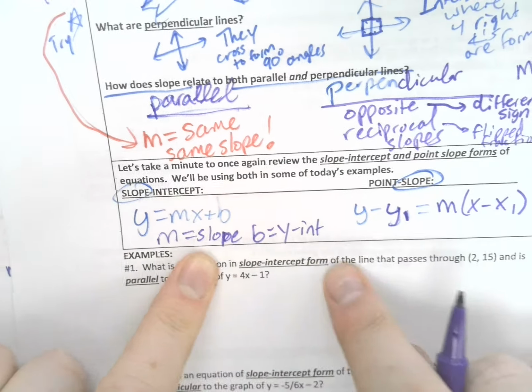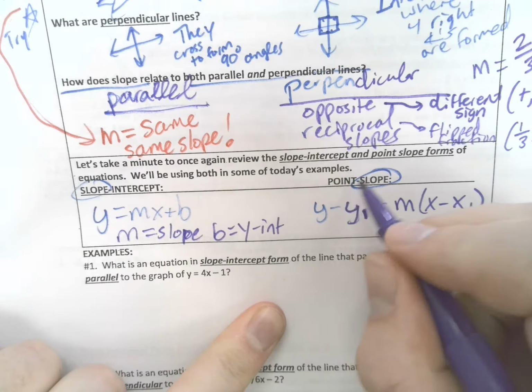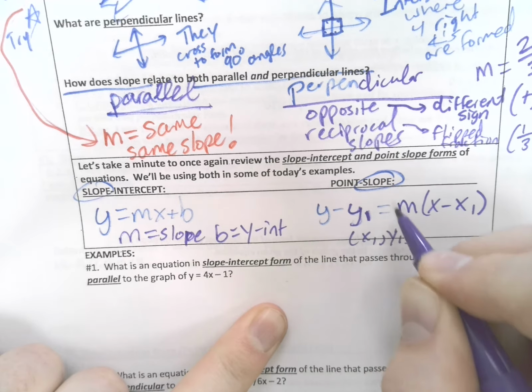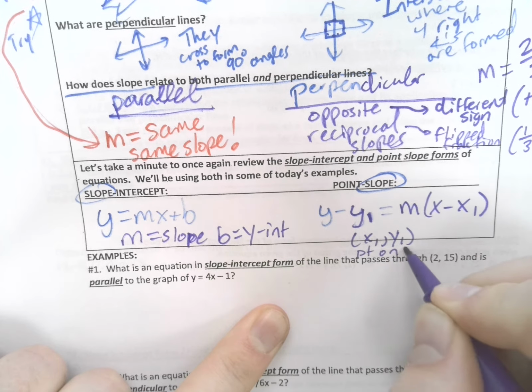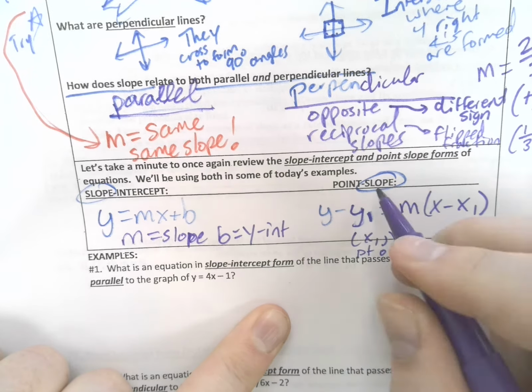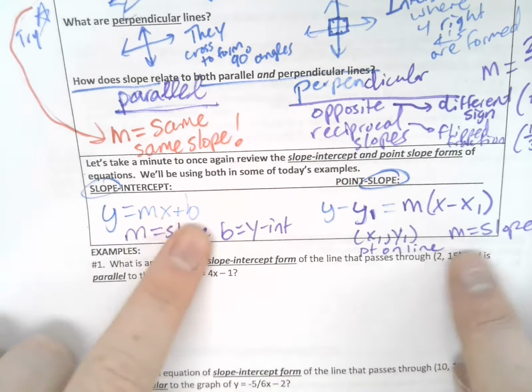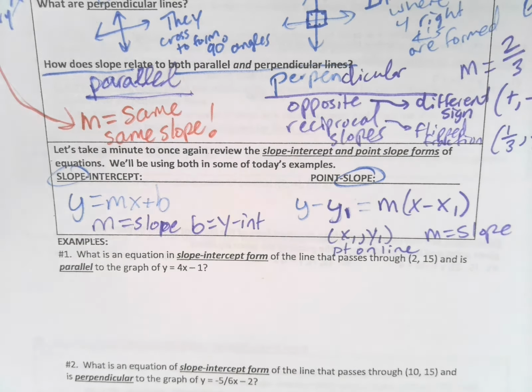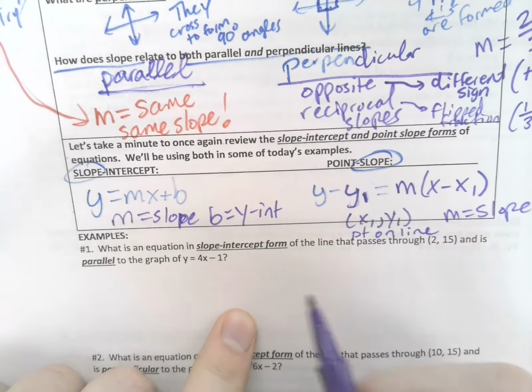It's where your line hits the y-axis. It's a point. And with point-slope, we know that they give you a random point, x1, y1. That could be any point on the line. And they give you, of course, the slope. We can get that from the name. Okay. So let's get some practice in here with these concepts and parallel and perpendicular.